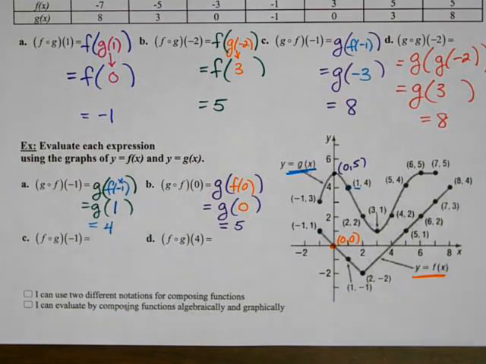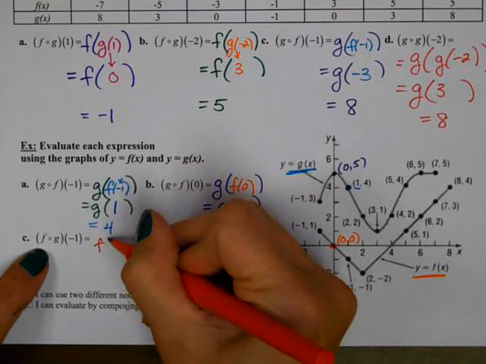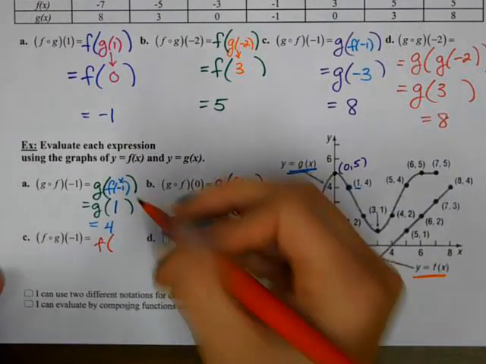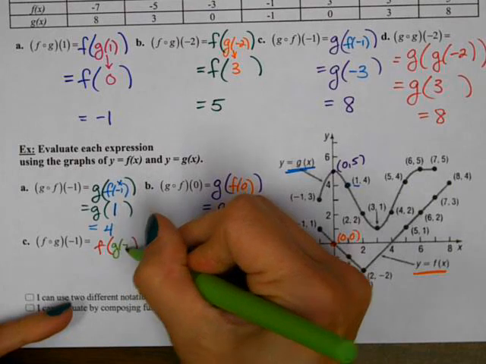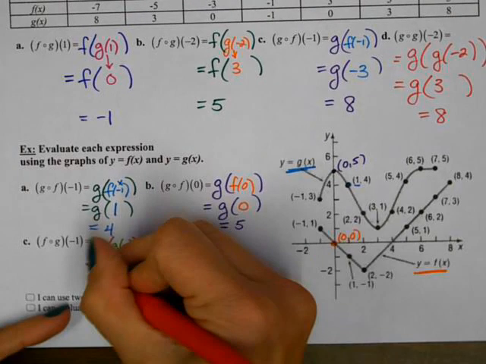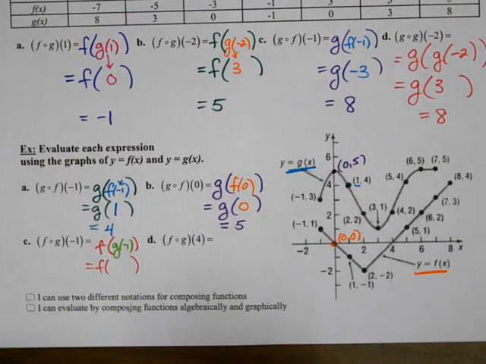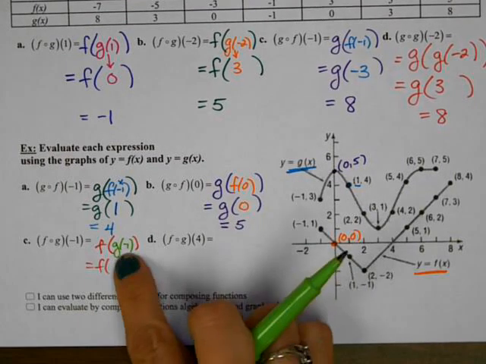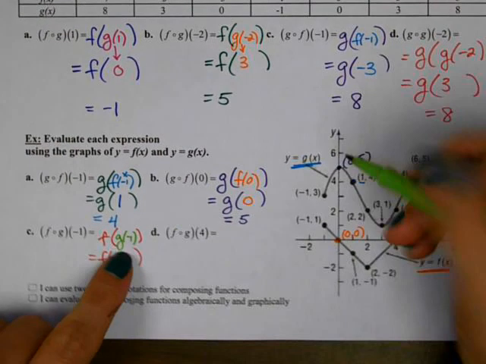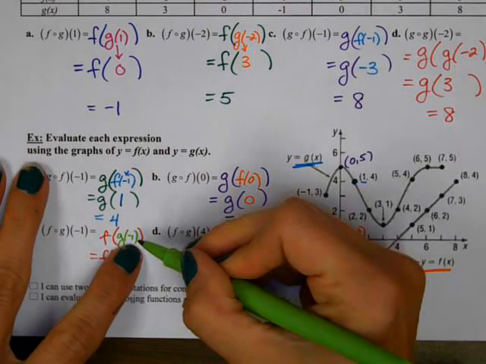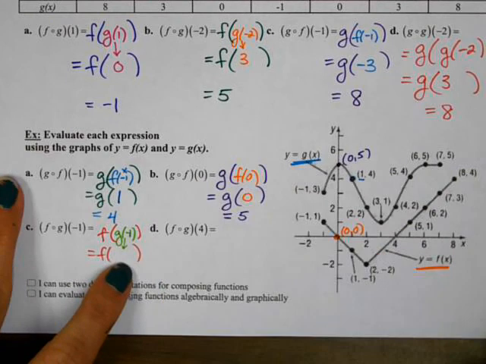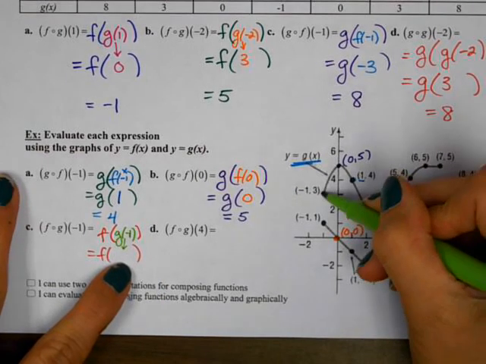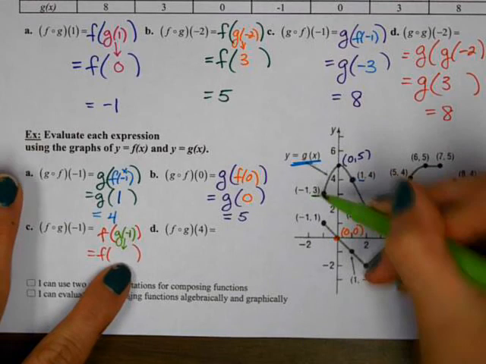All right, let's do letter C. We've got f of g of -1. Okay, so we're going to start on the inside. We're going to go to the g graph. So let's go to the curvy graph. -1 is the input. What output does it give us? Here's the point. And the output is 3.